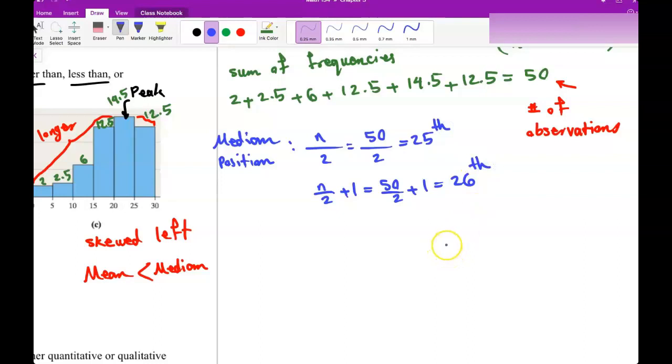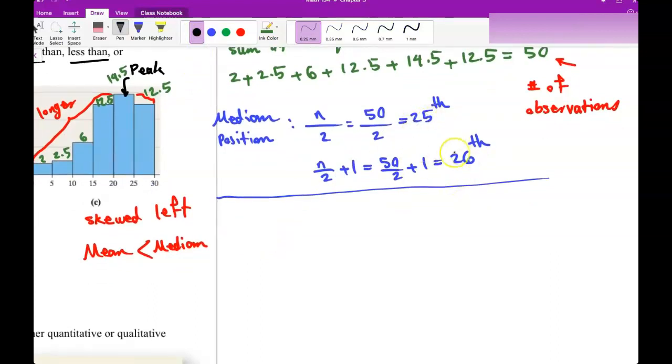So our median lies in 25th and 26th place. Okay, now let's see what our mean is and then compare. For now, we only need that one. Using these, we can see where that mean and median is located. So we don't need to find what the median is for that part.